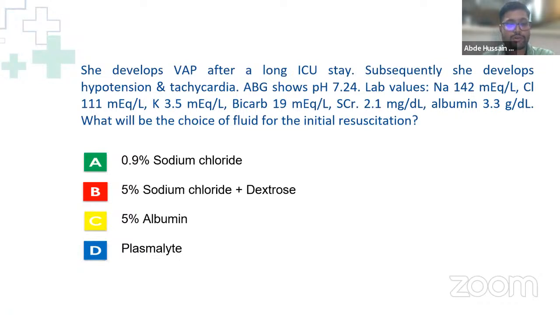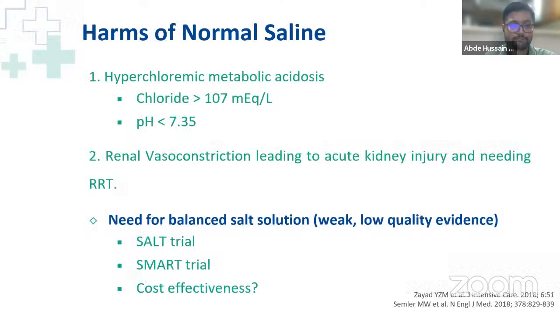Now the patient has developed VAP. She subsequently develops hypotension, tachycardia. Her ABG shows 7.24. Lab values: sodium 142, chloride 111, potassium 3.5, bicarb 19, creatinine 2.1, and albumin 3.3. So now what will be the choice of the fluid for the initial resuscitation? Will we give NS again? Will we use a sodium plus dextrose combination? Or will we turn towards a colloid or a balanced salt solution?